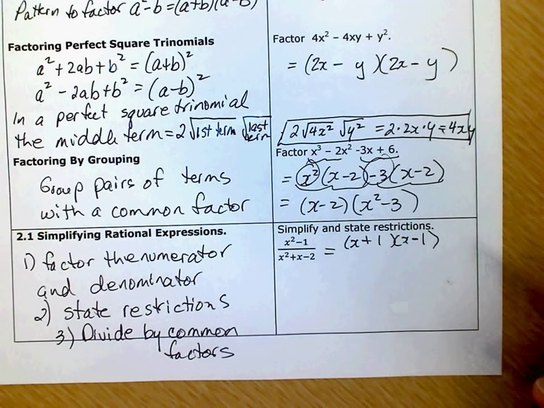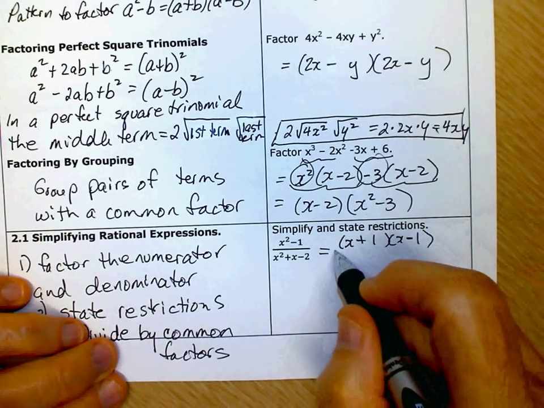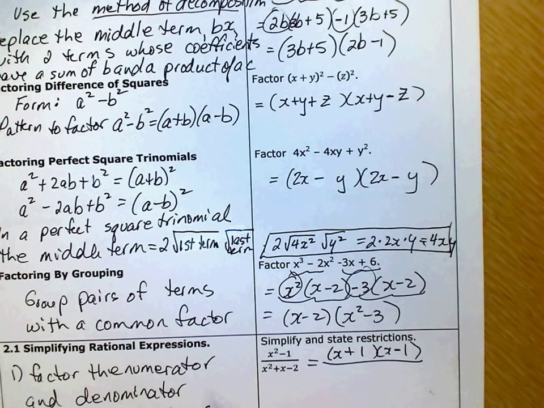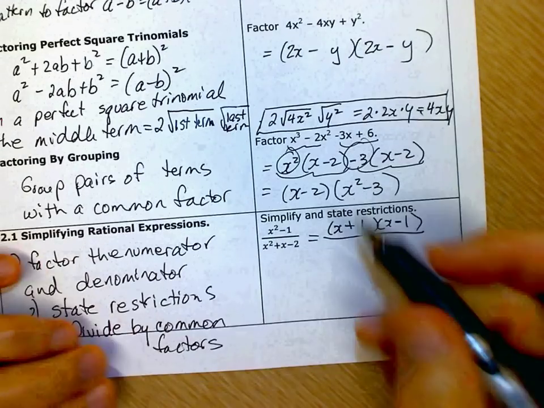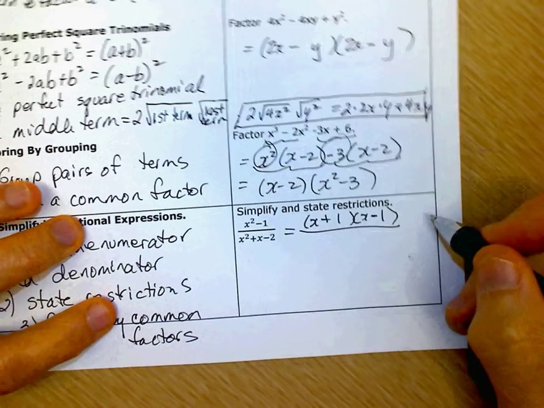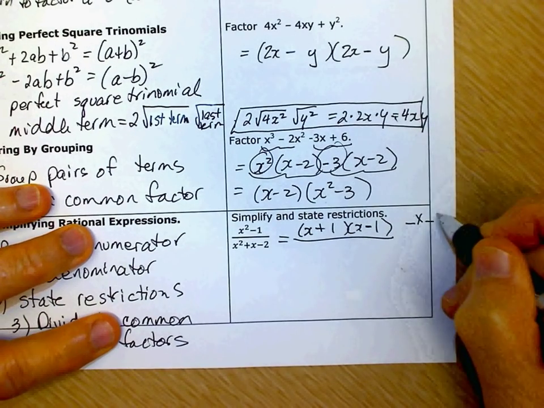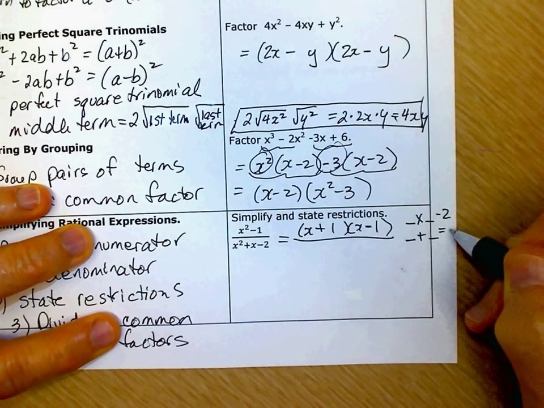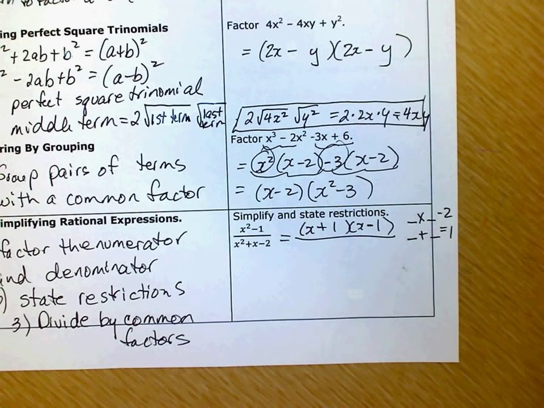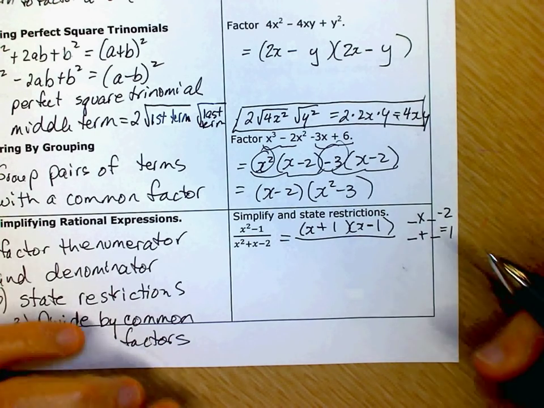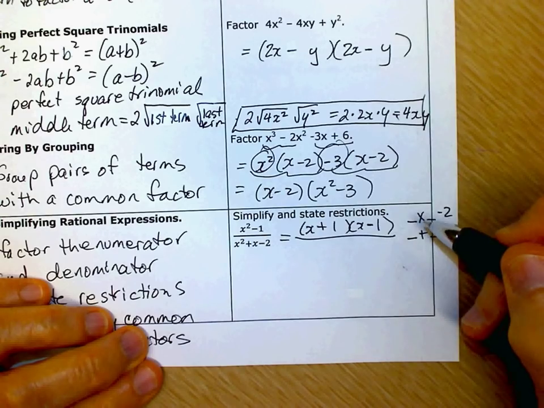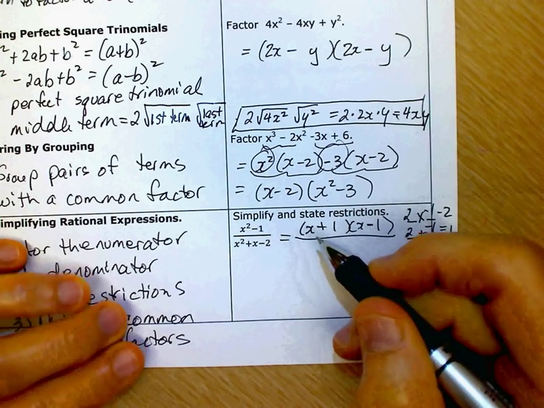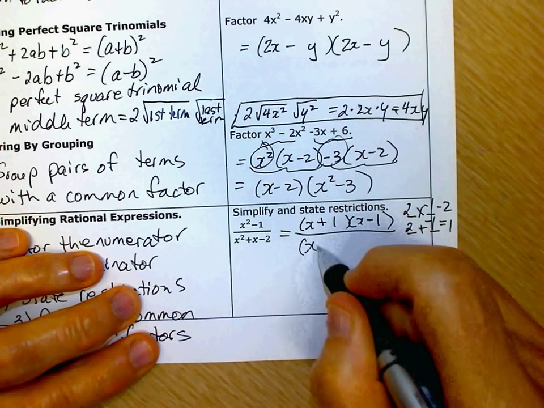Okay? And now this is a trinomial where a equals 1. So this is easy to factor. We need two numbers whose product is minus 2 and that add to 1. So those two numbers are 2 and minus 1. So we have x plus 2 times x minus 1.